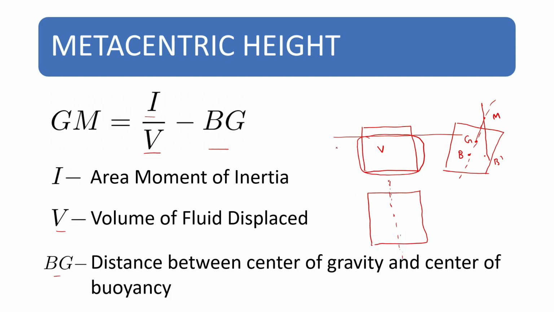So here this height may be h and the width is b. And in the top view, you can see that this may be L, the length of this body. So here the area moment of inertia is equal to L B cube by 12, because you are finding the area moment of inertia about this axis. So this is how you calculate the metacentric height.